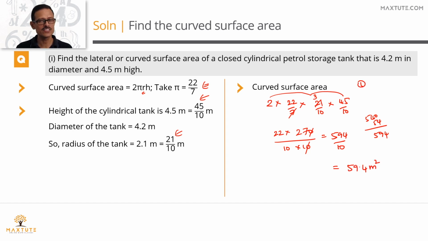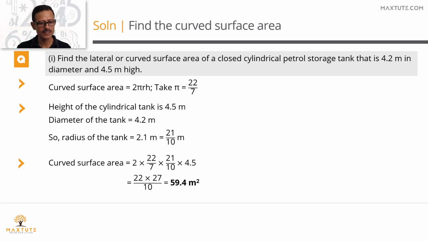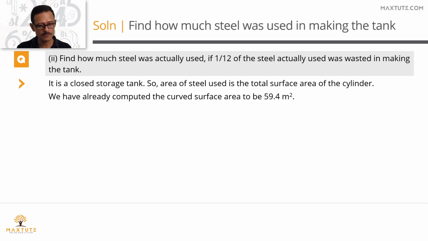So part 1, very simple. We wrapped it up probably in a minute or so. Quickly summarize it in a printed form. The diameter is equal to 4.2. So computed the radius to be a 2.1, which is 21 by 10. Height is 4.5. Finally, the curved surface area works out to 59.4 meters square. Let's move on to part 2.